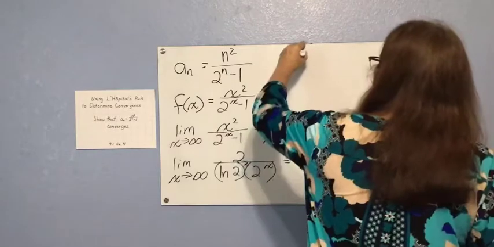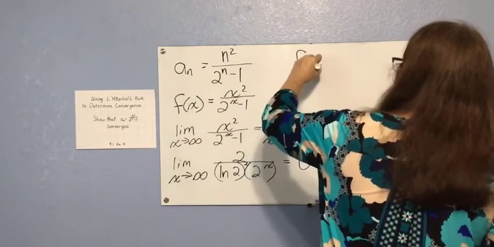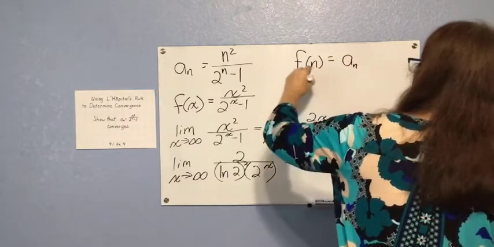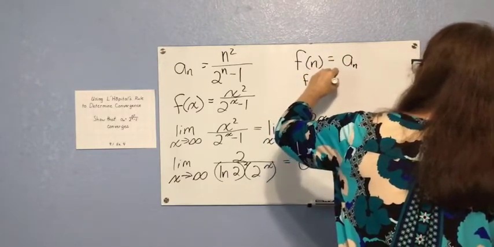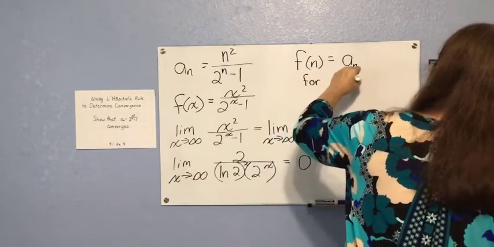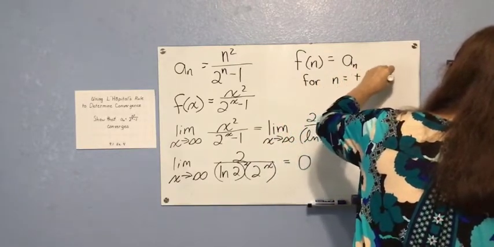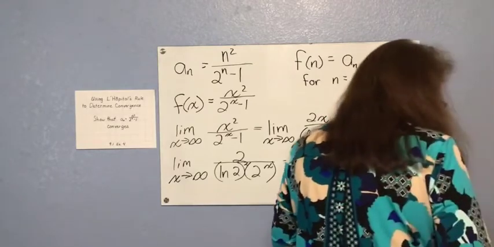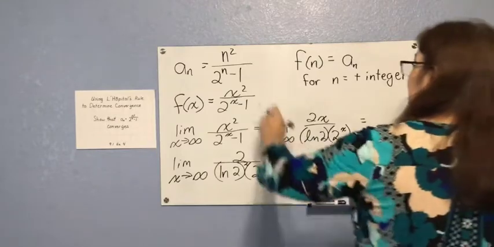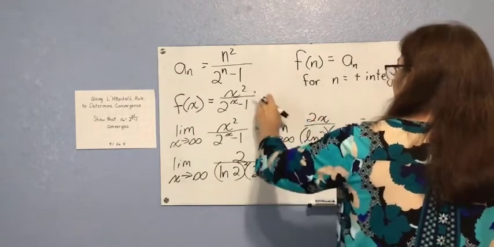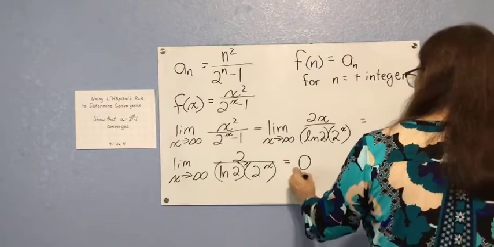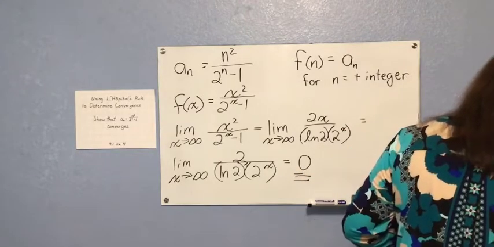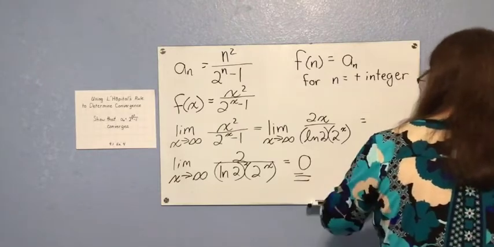And because f of n is equal to a sub n for n equals a positive integer, we know from theorem 9.1 that the limit of the sequence is the same as the limit of the function, which is 0. And this sequence converges.